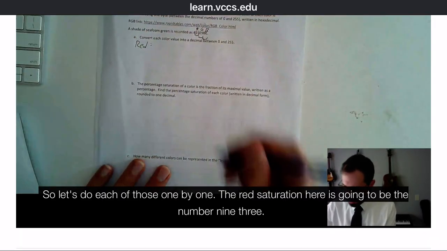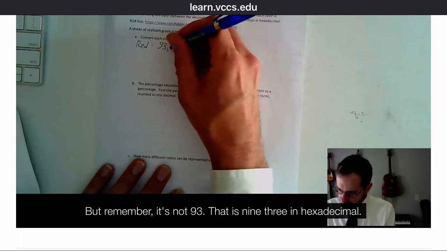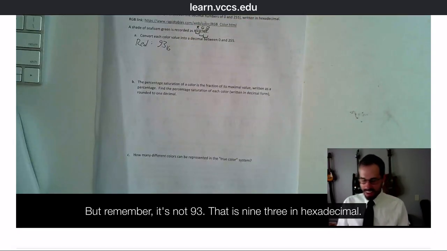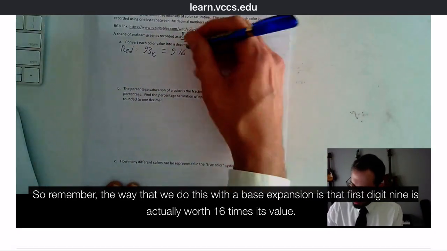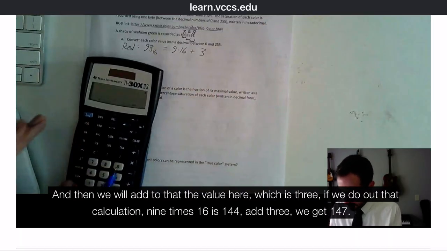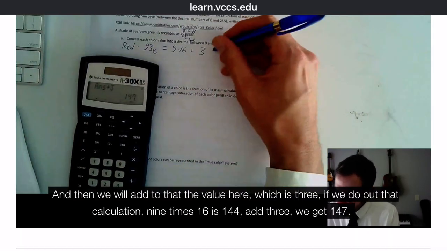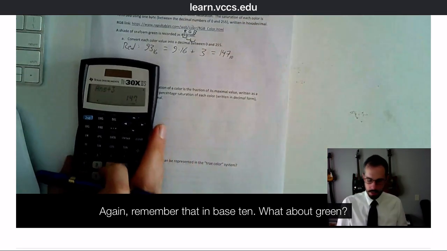The red saturation here is going to be the number 93, but remember, it's not 93. That is 93 in hexadecimal. Remember the way that we do this with a base expansion is that the first digit 9 is actually worth 16 times its value, and then we add to that the value here, which is 3. If we do out that calculation, 9 times 16 is 144. Add 3, we get 147. Again, remember that's in base 10.